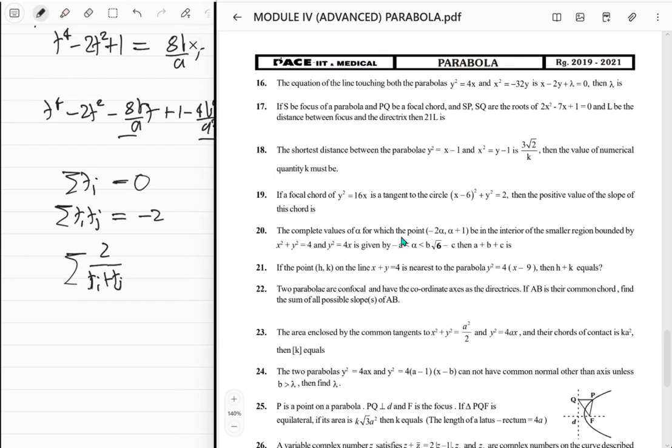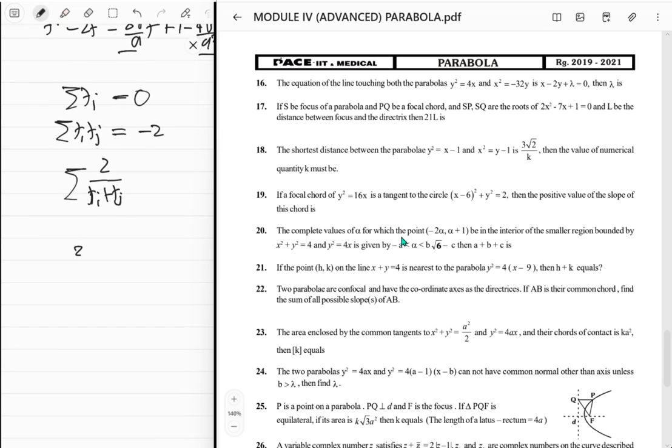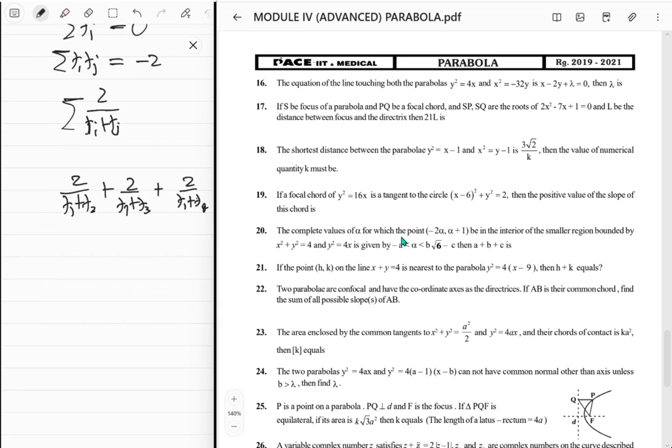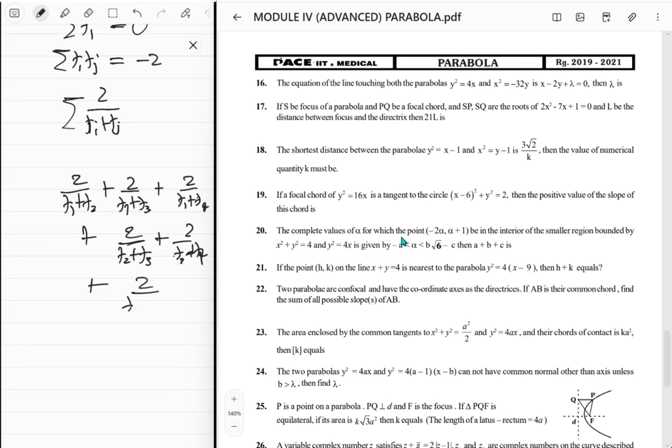Come on, think about it. Summation of ti is 0. Wait a second. 2 upon t1 plus t2, and then you got plus, just make all 6 matches, of course. So t1 plus t3, and then you got plus 2 upon t1 plus t4, and then plus 2 upon t2 plus t3, plus 2 upon t2 plus t4, plus 2 upon t3 plus t4, right?